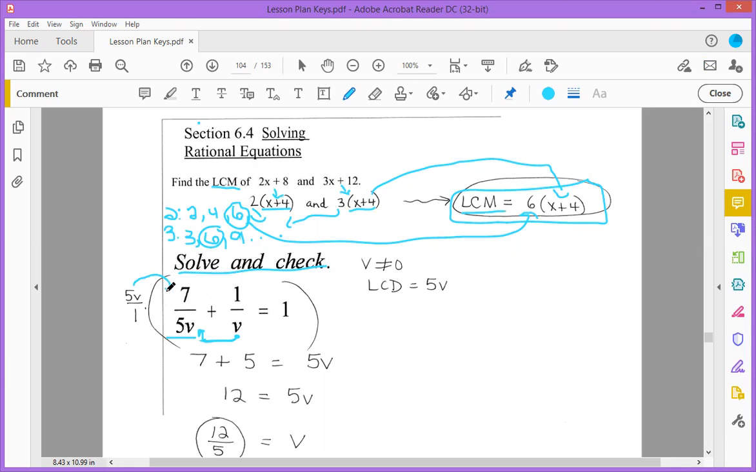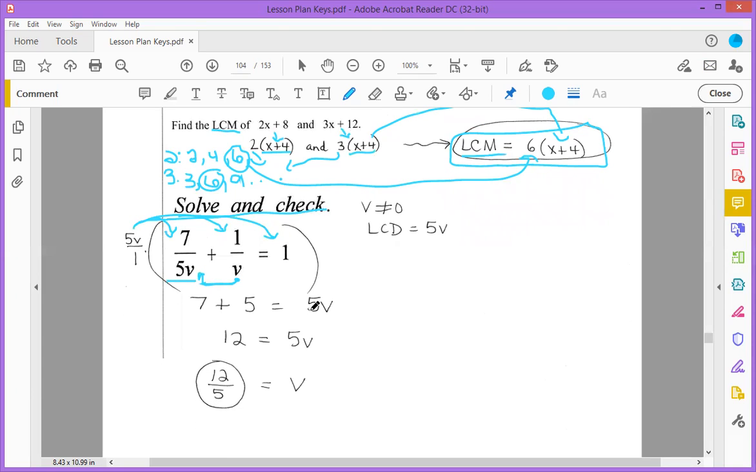Once you get your LCM, you're going to multiply each of those terms on both sides of this equation by that LCM. So in this case, we're multiplying the first term, the second term, and the term that's on the right side of the equation by 5v. Now, when we do that, this 5v is going to cancel, leaving 7 in the numerator. And when we multiply the 1 divided by v by 5v, the v's are going to cancel, leaving 5 times 1 in the numerator, or 5.